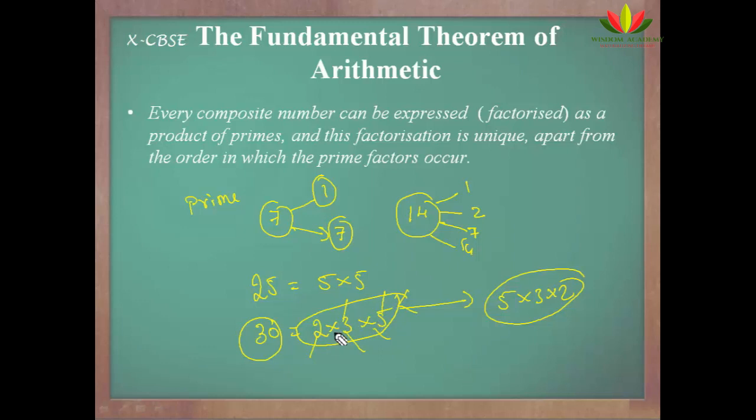I have only one 5 here, one 3 here, one 2 here. Here also I have only one 5, 3 and 2. So this is what the fundamental theorem of arithmetic says: all the composite numbers can be expressed as the product of prime numbers, and that will be unique other than the order in which they are expressed.